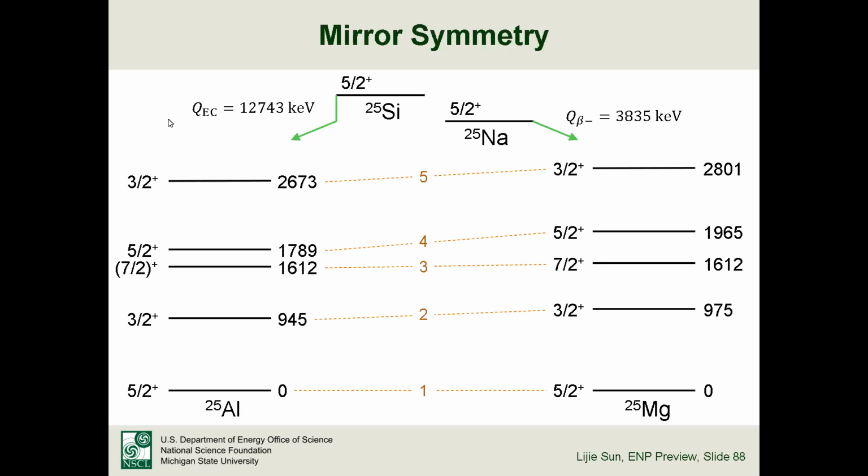Here we show the decay scheme of sodium-25 and silicon-25. It's limited by the Q beta minus value. Only 5 magnesium-25 states were observed to be populated by sodium-25 beta-decay, and each one of them can be matched with a specific aluminum-25 state measured in our work.